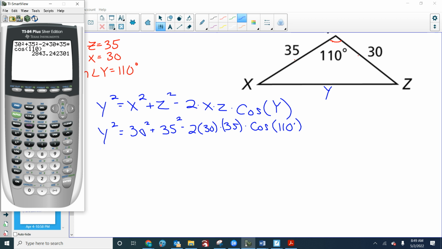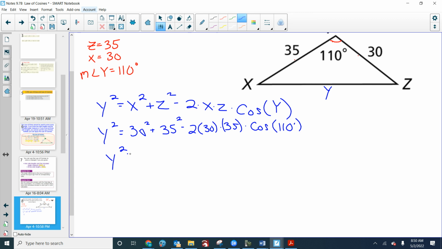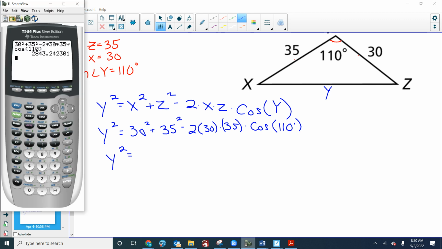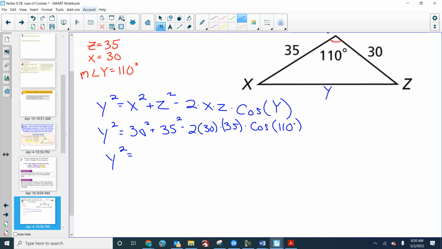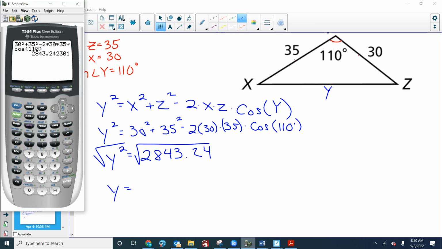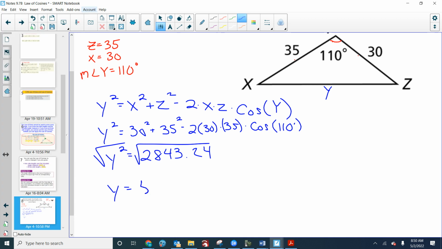And what do we have to do with that number? Square root it. So 2843.24. I'm going to write this out just now. I'm telling you not to round. The only reason I'm writing this out myself is to point out something. So this is not something you're actually going to write down. 2843.24. Square root both sides. So I'm going to square root the answer. I have not rounded yet. I get 53.32.